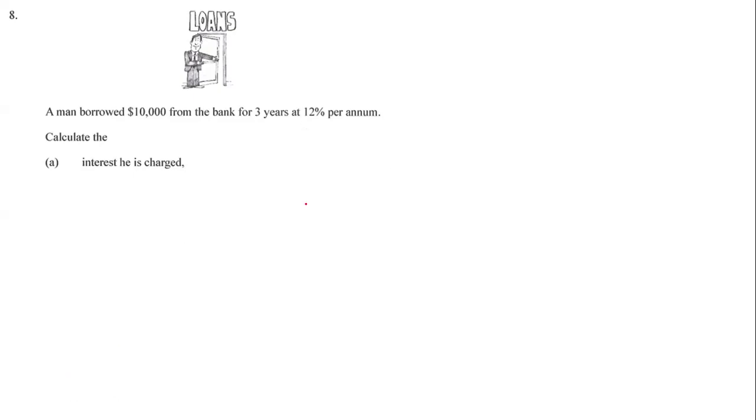Anyone remember the formula for simple interest? P times R times T. Very good. So simple interest is going to be equal to the principal times the rate times the time, all over 100.